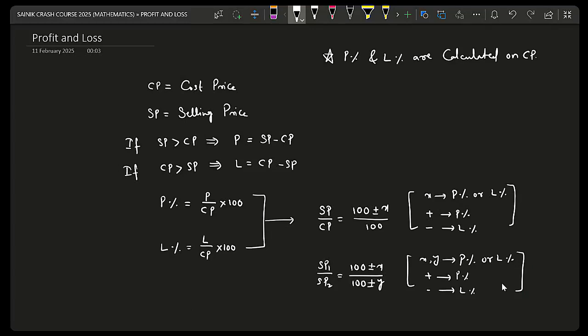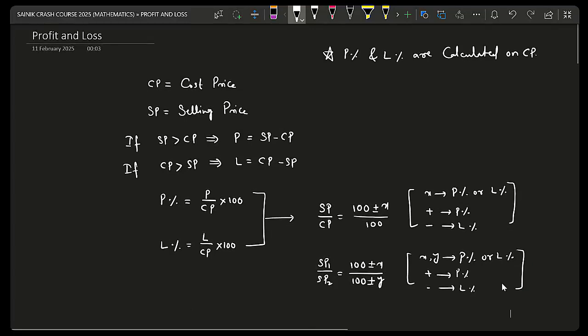So questions related to these two can be easily solved by remembering one formula, that is SP by CP is 100 plus or minus X by 100, and the double selling price formula. That means we are comparing two different selling prices and analyzing how much percentage profit or loss we are getting. That is called the double selling price formula, and SP1 by SP2 gives you 100 plus or minus X by 100 plus or minus Y.